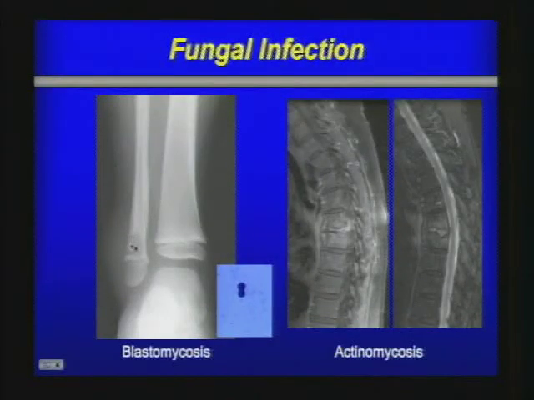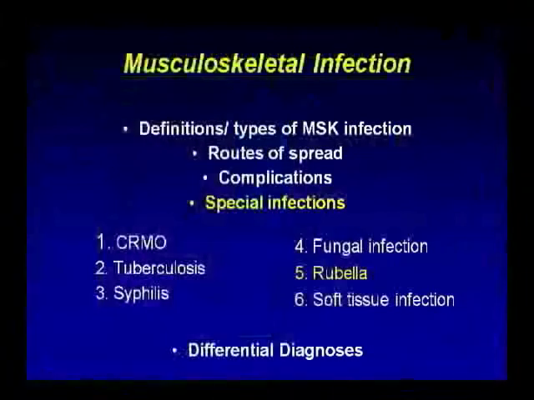Again, keep in mind, fungal infection is not very aggressive. It can look like a tumor, which you see in the distal fibula. And finally, you have this case of actinomycosis, again, destruction of the discs, but again, it doesn't have a very aggressive pattern, not much fluid surrounding it.